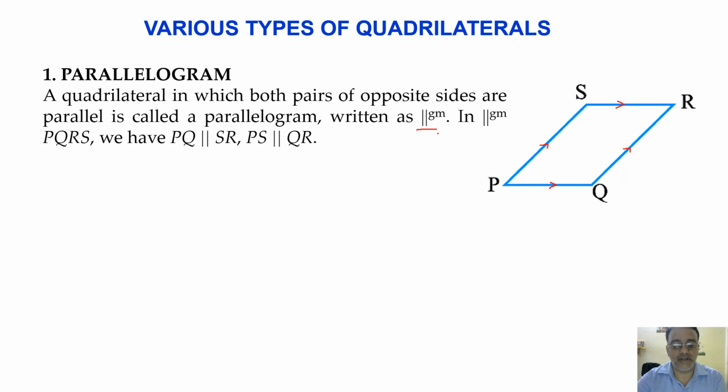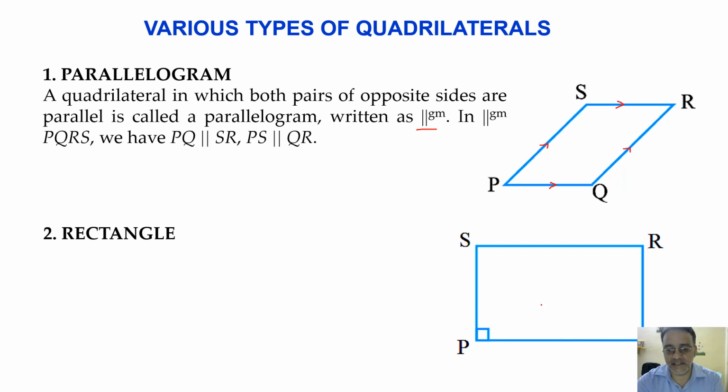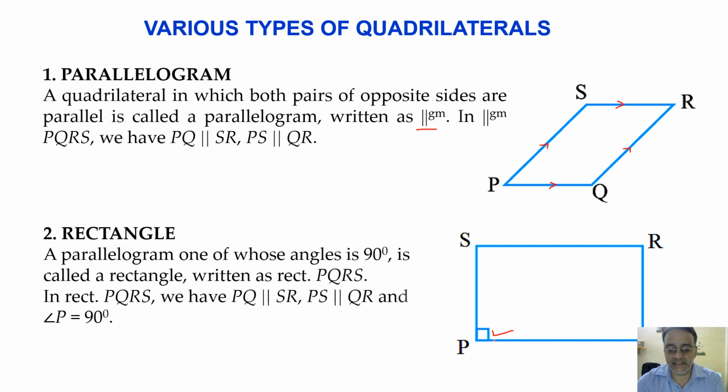Rectangle is a parallelogram whose one angle measures 90 degrees. So in this figure, PQRS is a parallelogram in which angle P is 90 degrees. ओके एंड क्योंकि ये पैरेललोग्राम है इसलिए ऑपोजिट साइड्स इसके पैरेलल होंगे, दैट इज PQ पैरेलल टू SR एंड PS पैरेलल टू QR. Now we'll move towards the next type of quadrilateral, square.